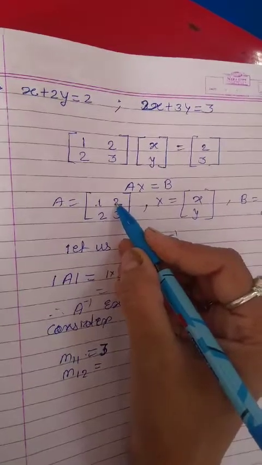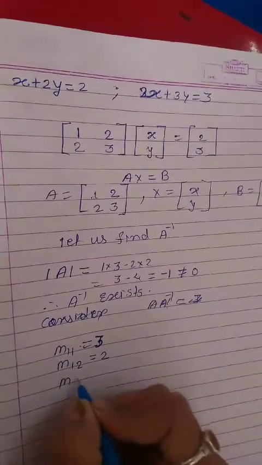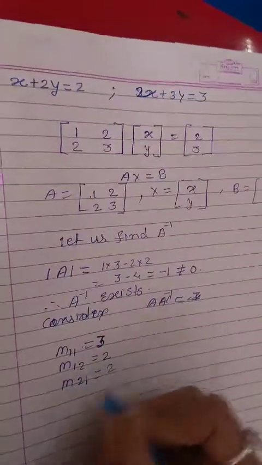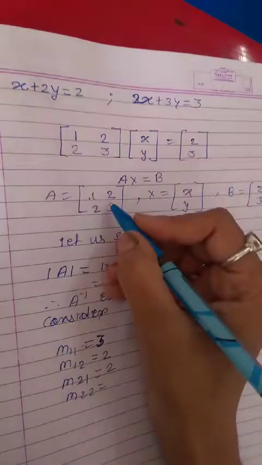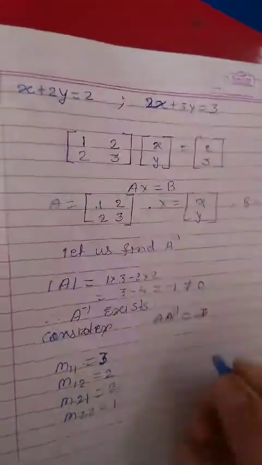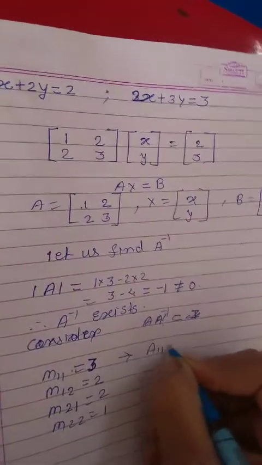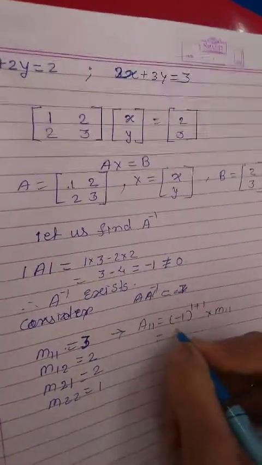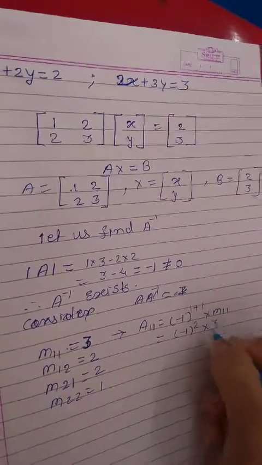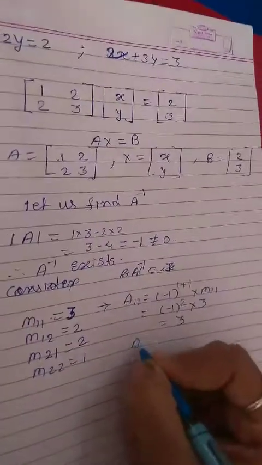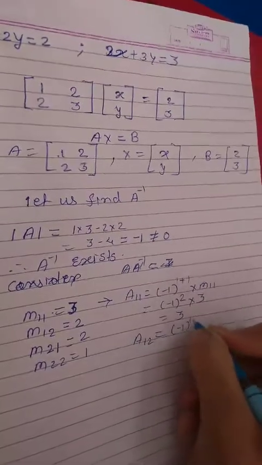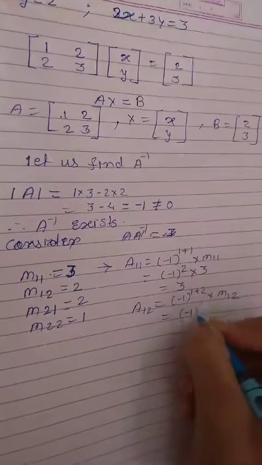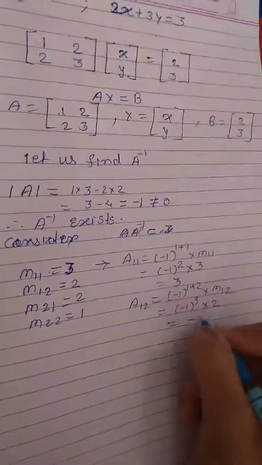Now M12 is 2, M21 means this element, so 2, and M22 means this element, so the answer is 1. Now according to this, A11 is equal to (-1)^(1+1) into M11, so (-1)^2 into 3, so the answer is 3. Then A12 is (-1)^(1+2) into M12, so (-1)^3 into 2, so -2.